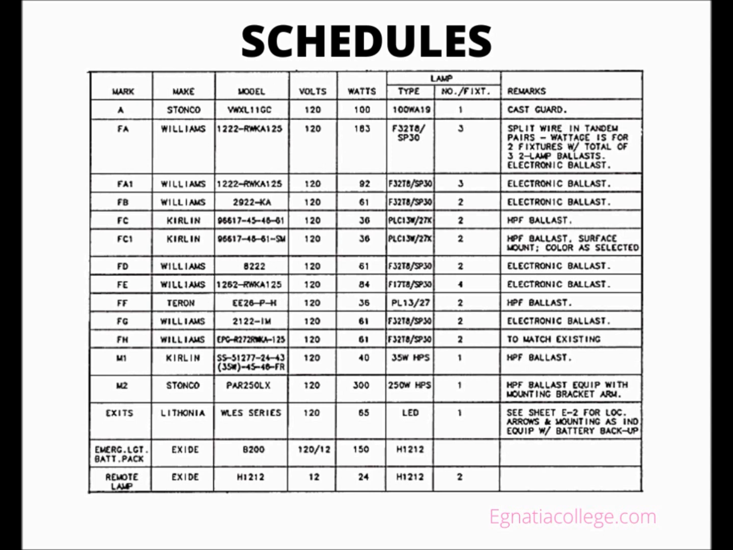The fixture schedule lists complete information about each fixture type shown on the lighting plan. The following is a list of the kind of information that is usually shown on a fixture schedule.